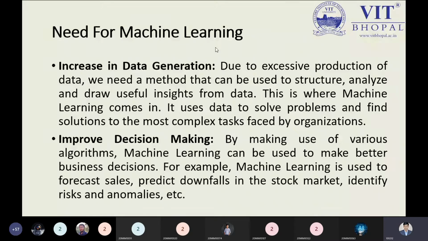Okay, good. Thank you. And the next point we have is improved decision making. So why can we say improved decision making leads to the need for machine learning? Yes, of course, if we have a large volume of data, then based on our data and our factors, we can easily take a good decision.